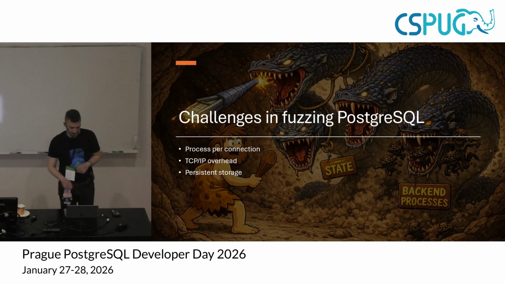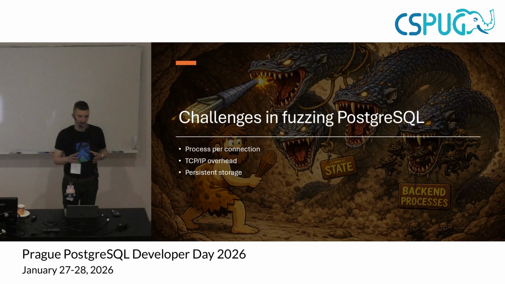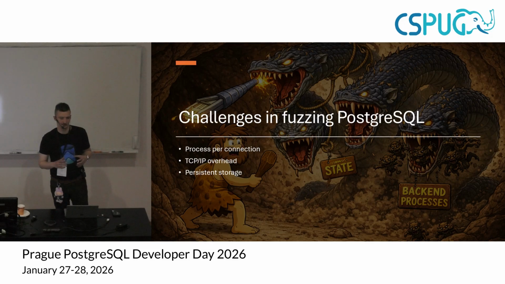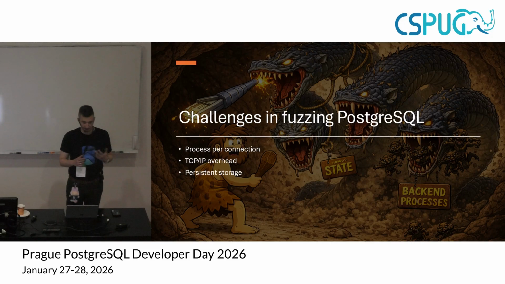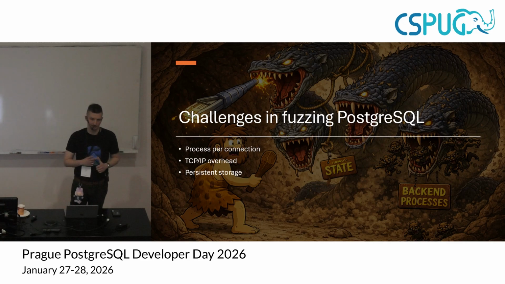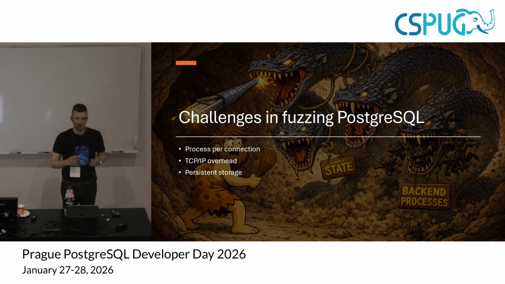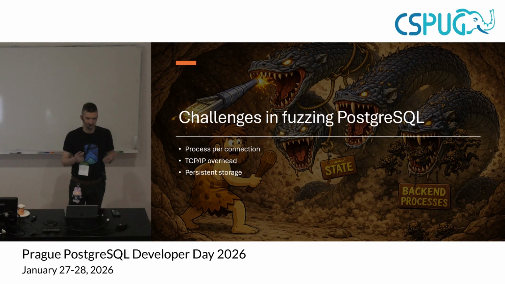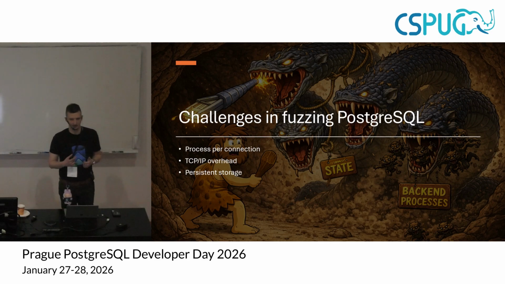So probably there are other areas that are more worth targeting. So what are the challenges in fuzzing something like PostgreSQL? There are 3 main areas. One, PostgreSQL is a process per connection, and fuzzers can't really work with something that forks into another process. So there are 2 approaches that you can do here.